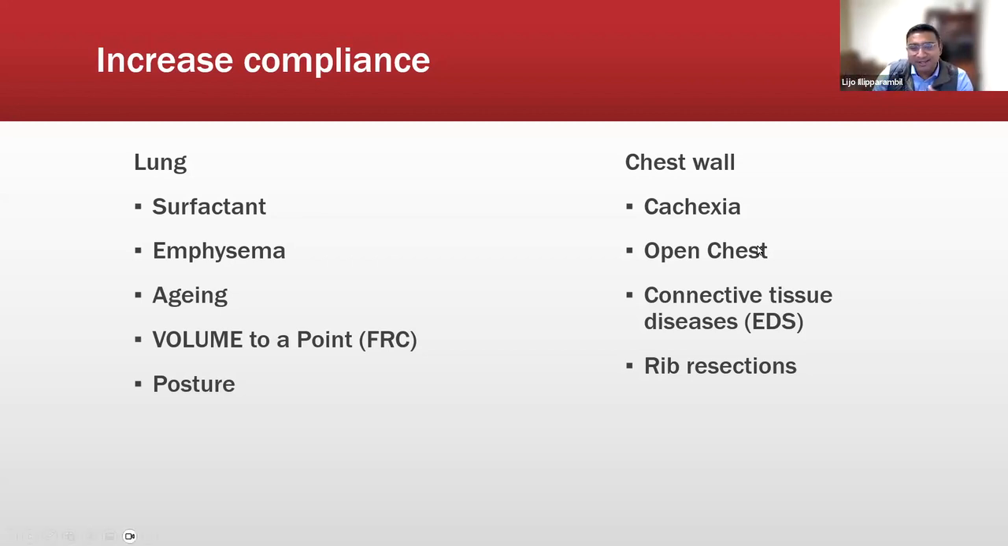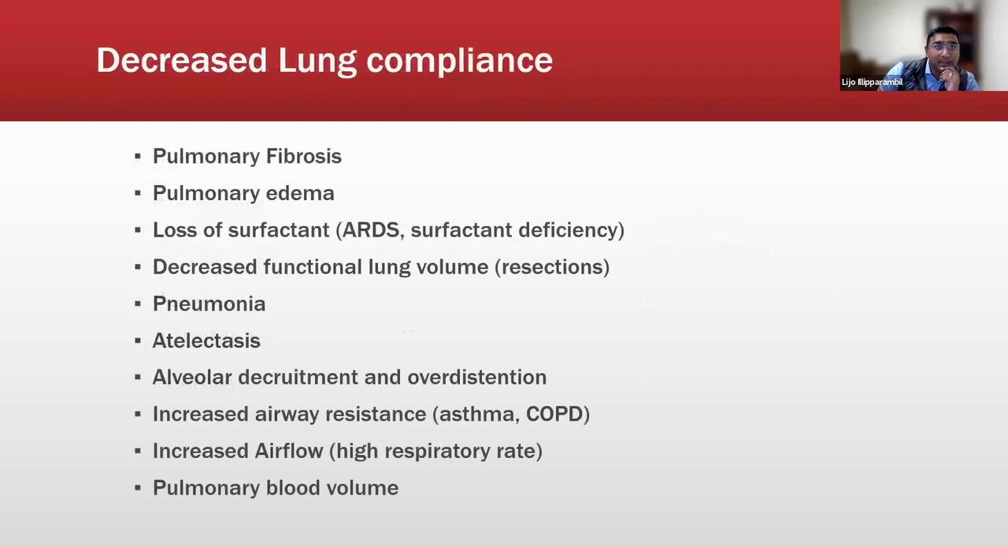And so they can have increased lung compliance. And rib resections. Rib resections take away some of the chest wall's ability to move out or move in, depending on the type of rib resection. You lose the musculature around it, and that can actually affect your lung compliance and increase it.